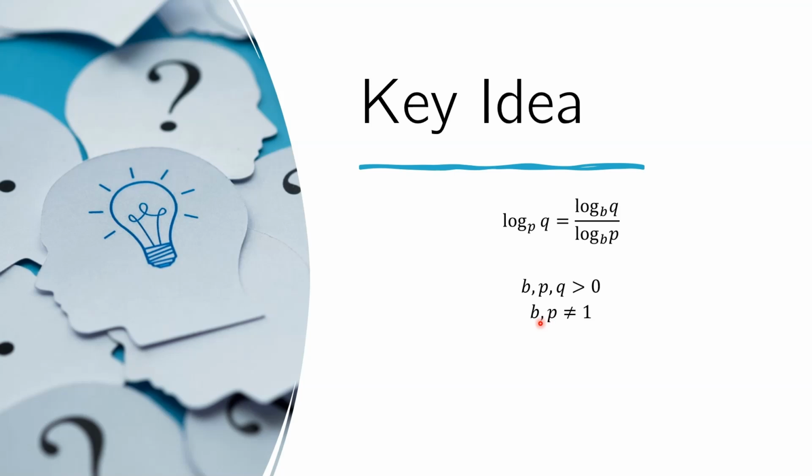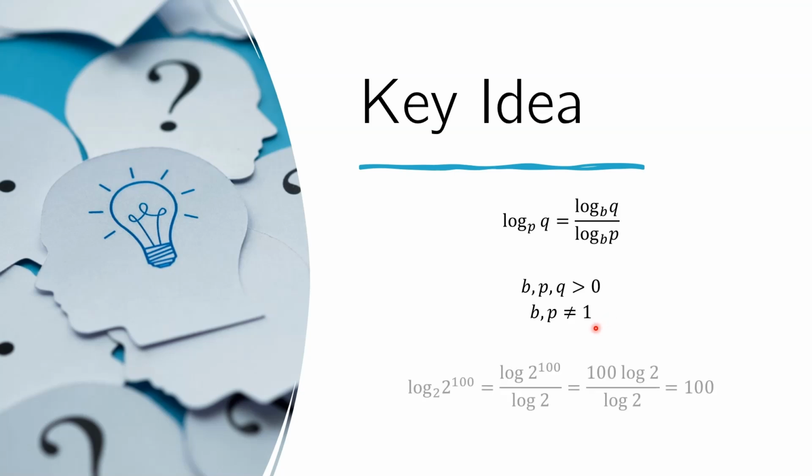And we have an additional restriction that b and p should not be equal to one, because if b and p were one, then one would be the base, and one to any number would always be one. So we can't get q if q is not one. So we'd want to restrict b and p to be not one. But anything else is fine. Anything that is not one and anything that is positive.